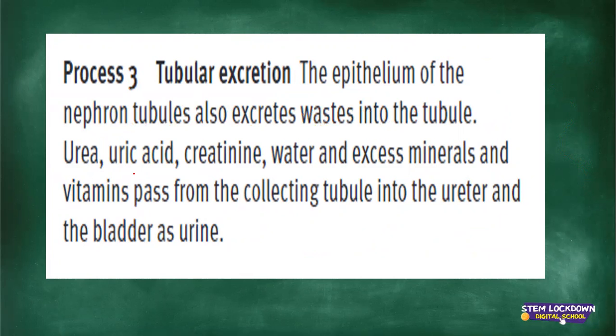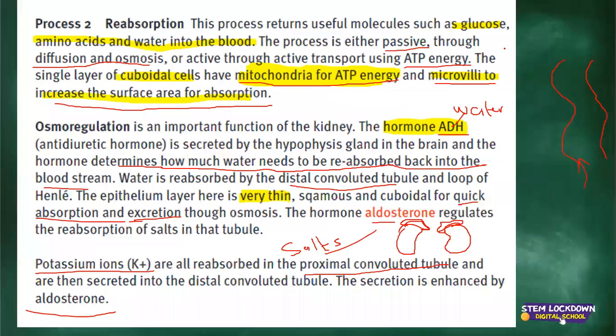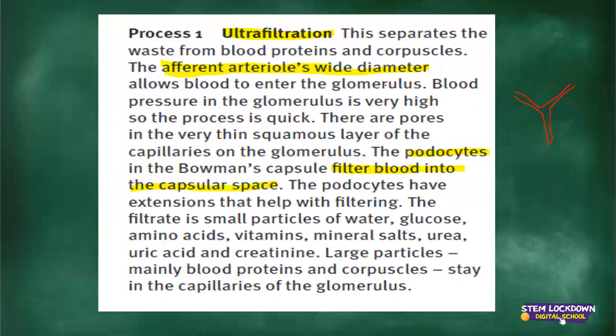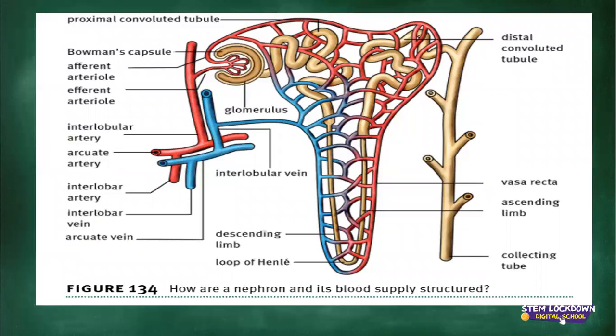Here it is: the urea, uric acid, creatinine, water, and excess minerals and vitamins will pass from the collecting tubule into the ureter and the bladder as urine. So from that tubule, the convoluted tubule, where is it here? I want us to look at it. Distal convoluted tubule here. Remember the reabsorption happened here. Distal, where in ultrafiltration, it happened here.